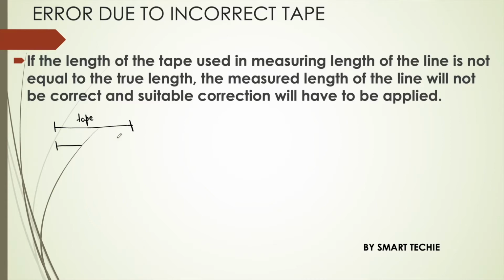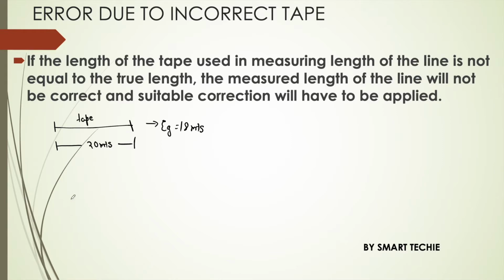For example, if the true length is 20 meters, and this tape is not 20 meters, when I check it, it is showing me 18 meters. So this tape is having an error. In this case, the measurements are not correct, so suitable corrections will have to be applied to find the correct distance.